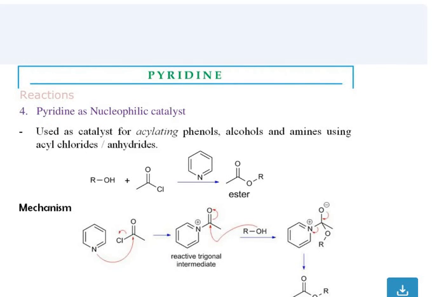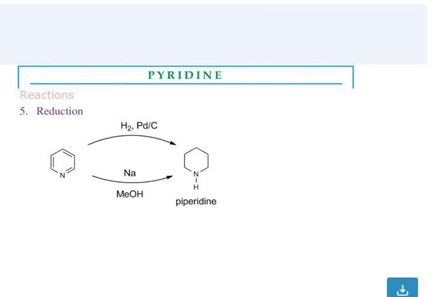Pyridine as a nucleophilic catalyst, you can see it is used as a catalyst for acylating phenols, alcohols and amines using acyl chloride or anhydride. You can look at here alcohol and acyl chloride forming ester, and these are the mechanistic steps. Reductions, complete reduction, you can see the pyridine.